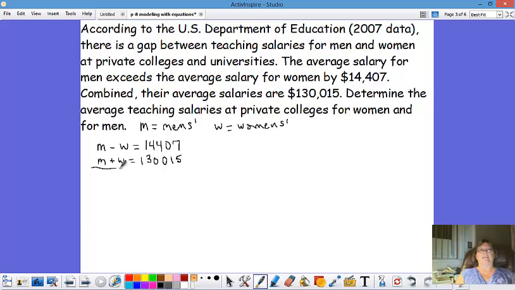If we were to add these 2 equations together, you would notice we'd get twice m, 2m. But look at this, a minus w and a plus w is nothing. They add up to 0. So we eliminate that variable by adding the 2 equations together. I'm going to show that this way. We're adding those two equations together.